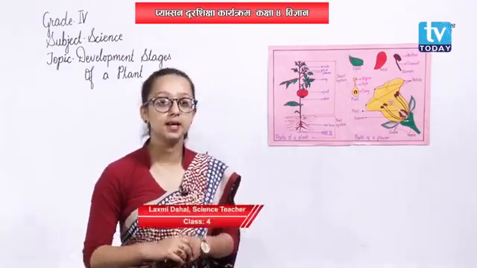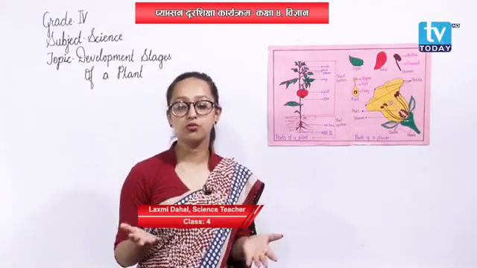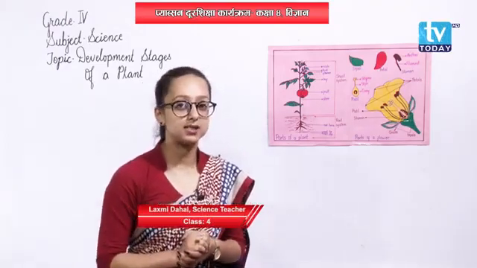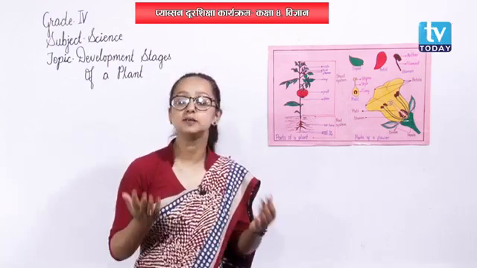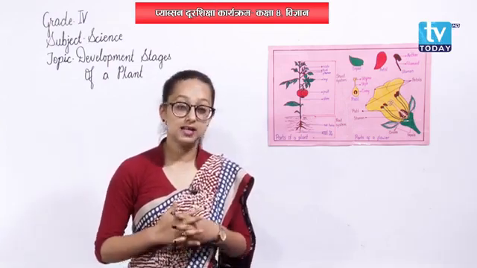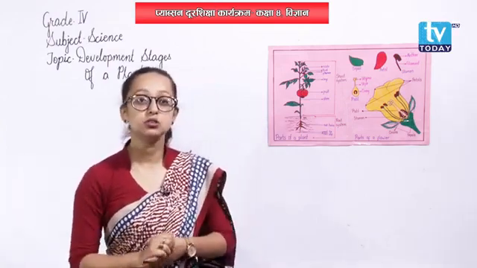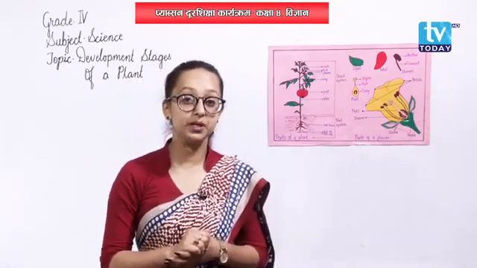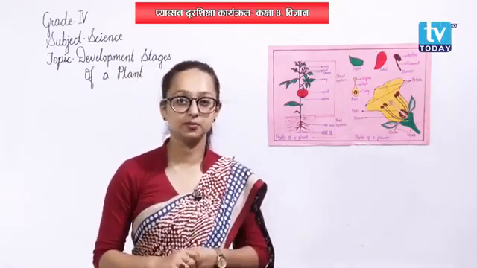The green pigment called chlorophyll that is found in plants is the reason why leaves are green in color. Leaves are green in color due to the presence of green pigment called chlorophyll.